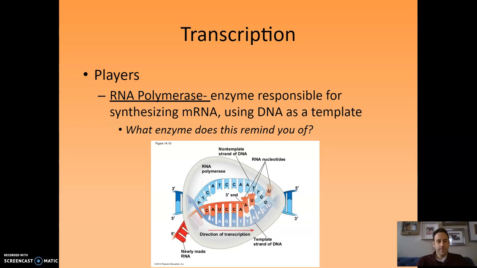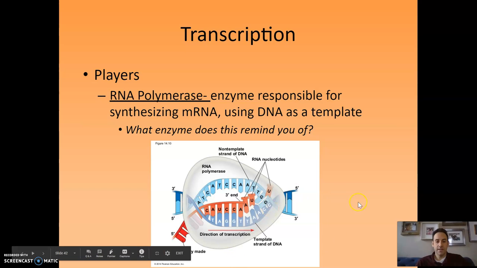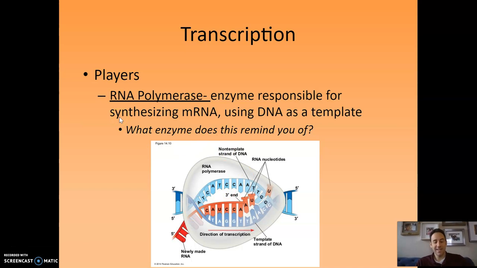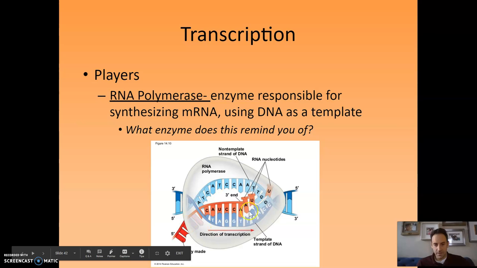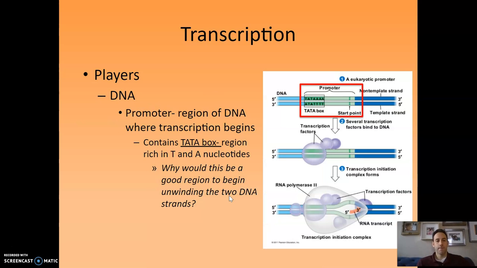The second player after RNA is RNA polymerase. This is the enzyme responsible for synthesizing messenger RNA using DNA as a template. Now, if you look at this enzyme, it should remind you of another enzyme, both in looks and name, DNA polymerase. And essentially, it acts in a very similar fashion, only it makes mRNA instead of DNA. But you can see it similarly kind of splits the DNA apart and sort of builds the new chain of mRNA.